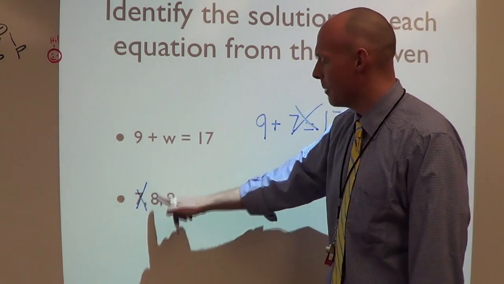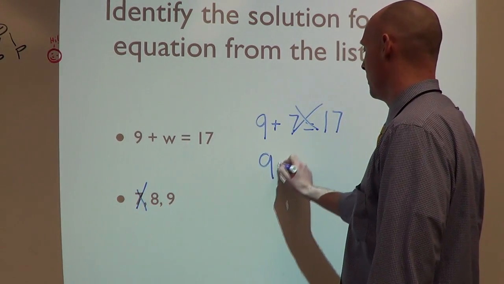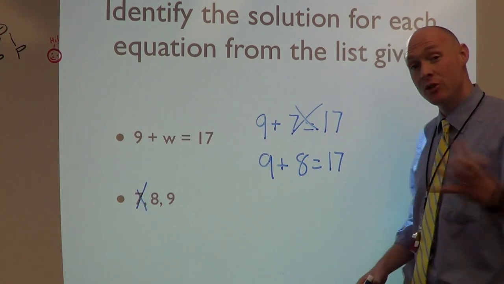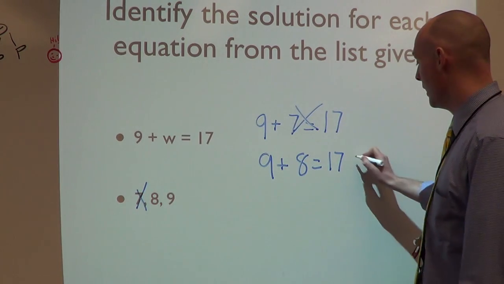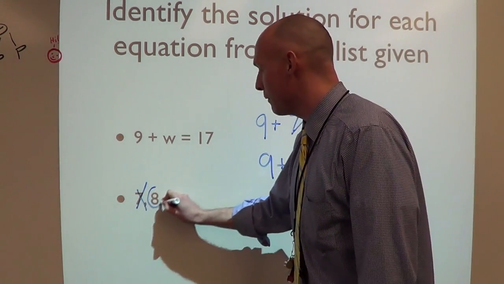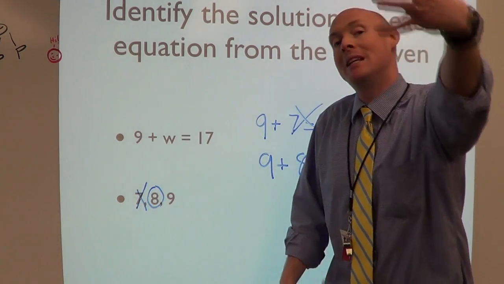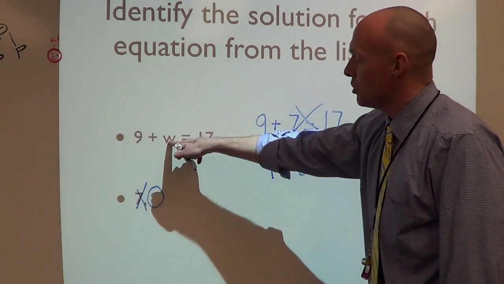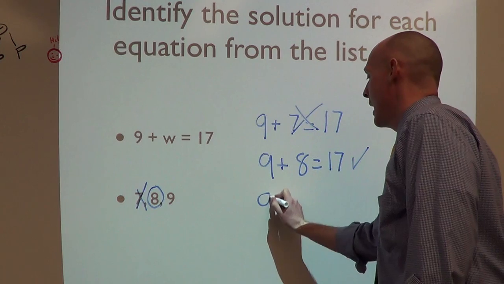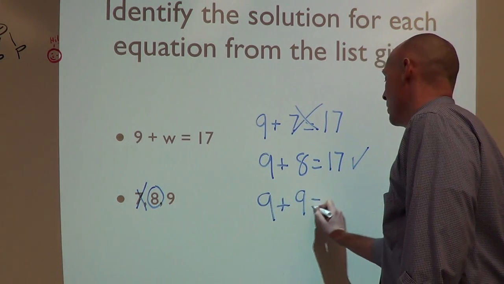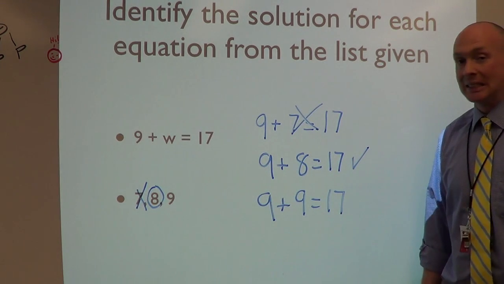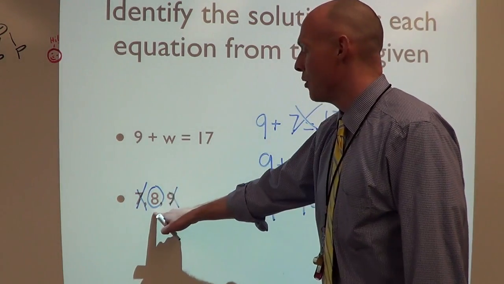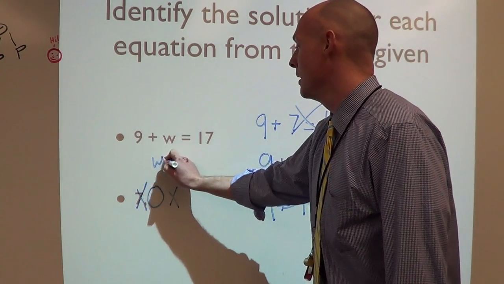So let's substitute w equals 8. 9 plus 8 equals 17. Is that a true statement? It is. That looks good. I'm going to circle that one for now because I think that one's the right answer. But I want to be double, triple, quadruple sure, so let's try 9. If we substitute 9 for w, 9 plus 9 equals 17. That is no good. That is no good. So therefore, our solution is w equals 8.